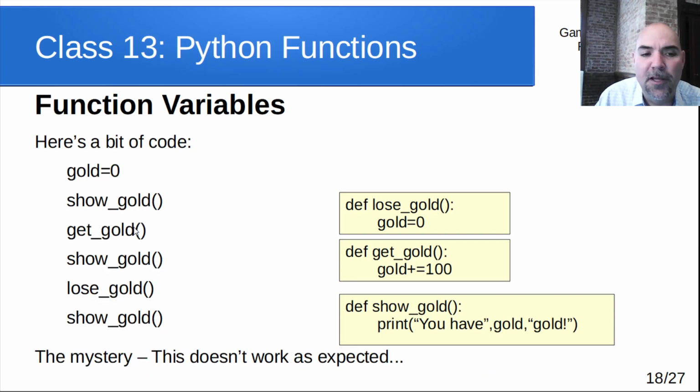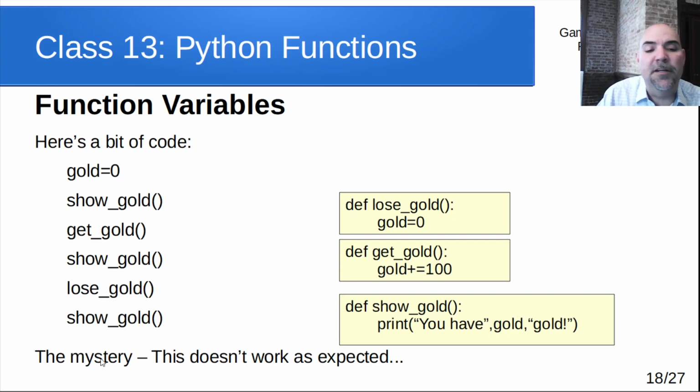And then in our code, we basically start off gold at 0, we show it, we get it, we show it again, we lose it, and we show it. So what we would think would happen is gold starts at 0, we show it, it should say you have 0 gold, and then we get gold, which should add 100, at which point we would now have 100. When we show it, we'd say you have 100 gold, and then we lose it, we get robbed, and gold goes back to 0, and then we show it, and we would say you have 0 gold again.